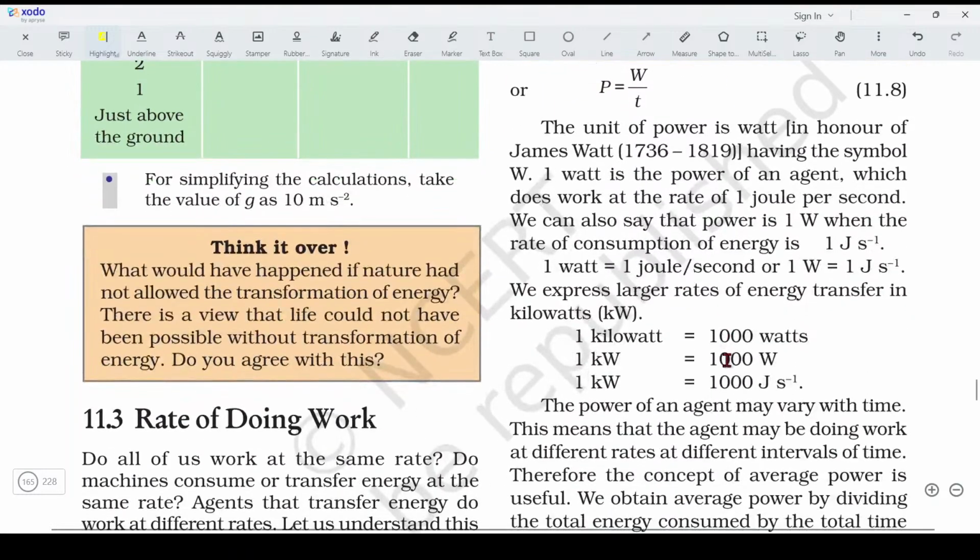So what is the unit of power? Watt. What is a watt? Joule per second.